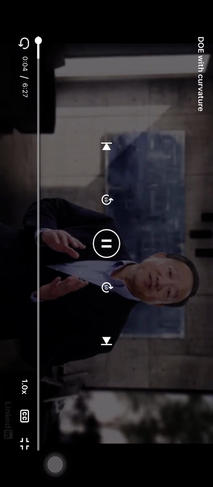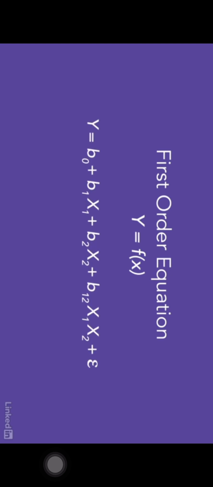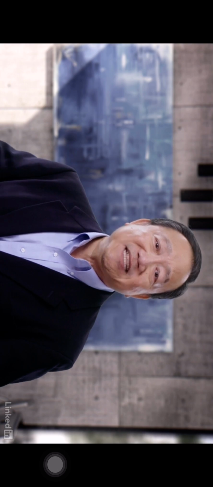In 2K factorial designs, the assumption is that the response y maps to a straight line equation between the low and high settings of the axis. We say that y equals f of x is a first order equation. Here is the form of a first order equation, showing the main effects and interaction. What if it's not a straight line and there is curvature?